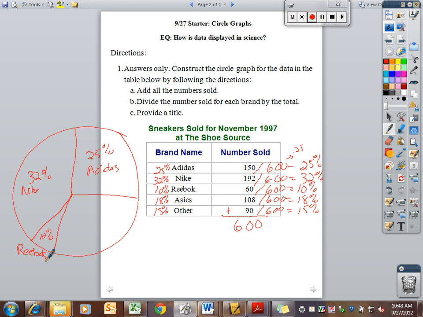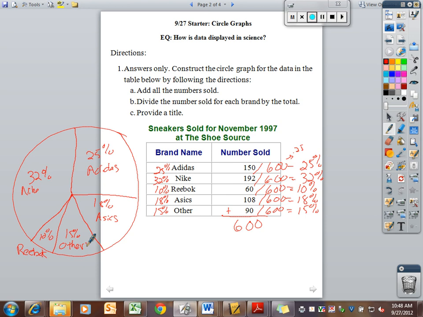And then we have 18 and 15. These are almost the same, but that one's a little bit more. So we'll make this bigger one, the 18%, and that'll be Asics. And then 15% will be the other. You see how we did that?